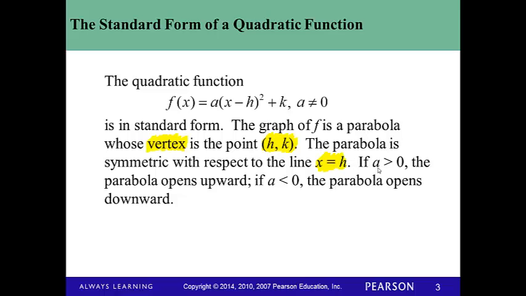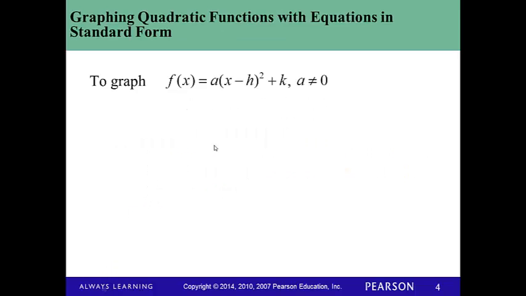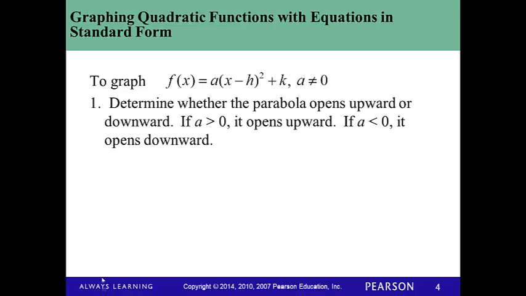If a is greater than 0, the parabola opens upward. And if a is less than 0, the parabola opens downward. To graph a quadratic function in standard form, the first thing you want to do is determine whether the graph parabola opens up or down. So if a is positive, then it opens upward. If a is negative, then it opens downward.